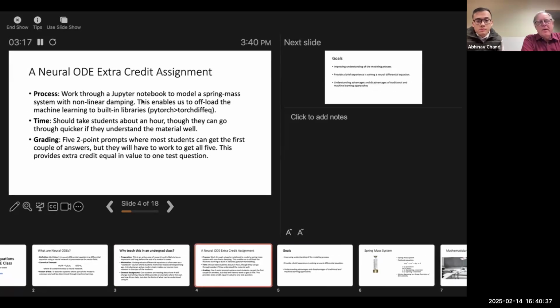So we're not quite ready to say everybody ought to do this yet, because we don't understand it well enough yet. But we are ready to say this can be an extra credit assignment. And the process is to work through a Jupyter notebook to model a spring mass system with nonlinear damping. And this enables us to offload the machine learning to built-in libraries in the Jupyter notebook, particularly PyTorch and torchdiffeq. The goal is to have an assignment that takes about an hour for the students to go through, though if they really know what they're doing, they can probably get through quicker.